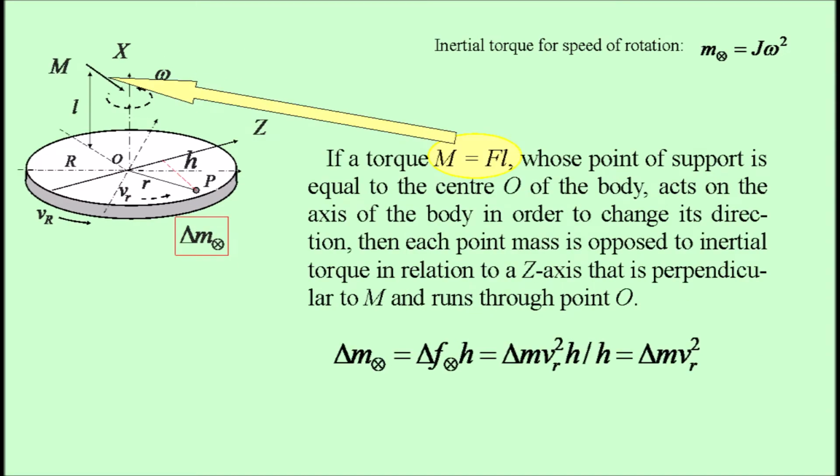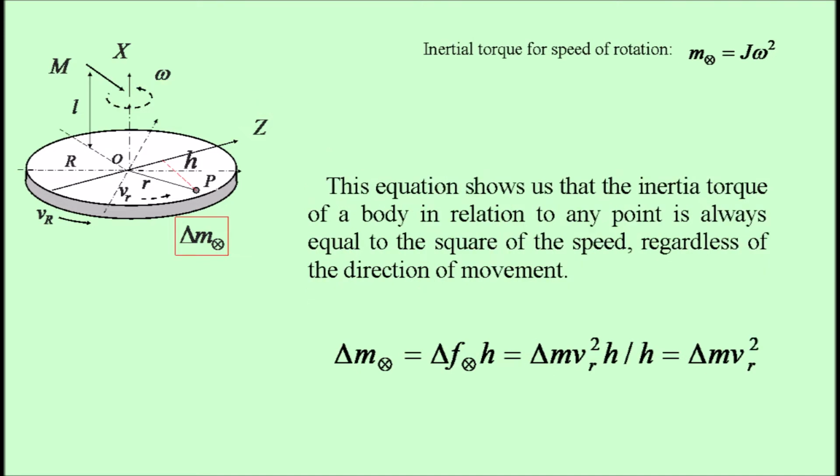If a torque M equals F·l, whose point of support is equal to the center O of the body, acts on the axis of the body in order to change its direction, then each point mass opposes it with an inertial torque in relation to a z-axis that is perpendicular to M and runs through point O. This equation shows us that the inertia torque of a body in relation to any point is always equal to the square of the speed, regardless of the direction of movement.